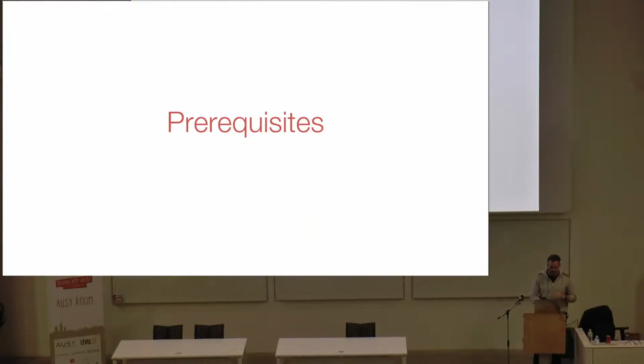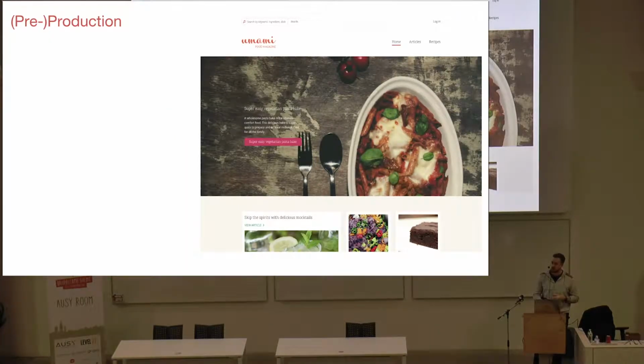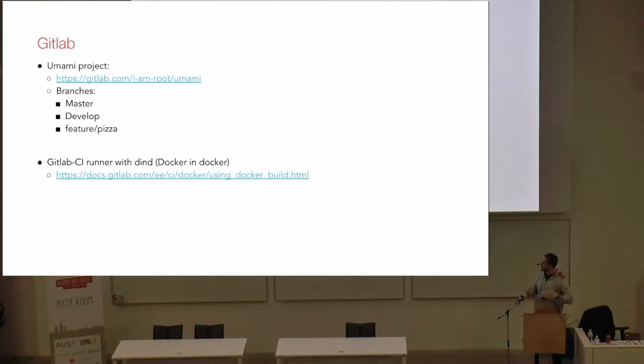For this, I have some prerequisites. You have to have a pre-production or a production website, and you need to have SSH access to it. For demo purposes, I have installed a Drupal 8.6 Umami profile on my VPS, which is available at umami.iamroot.io. I have, of course, a GitLab project, the Umami project in GitLab. It has, for this test case, 3 branches: a master, a develop, and a feature pizza branch.